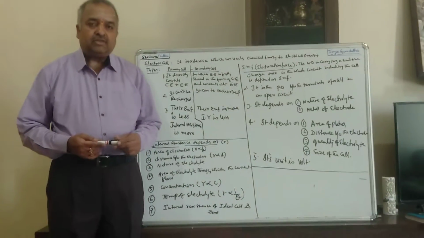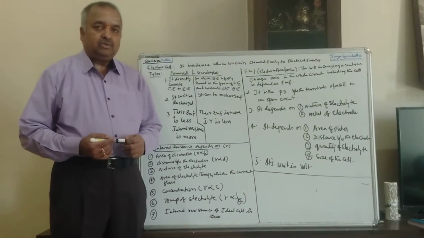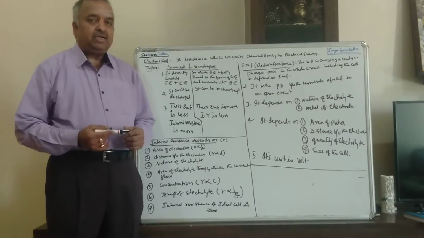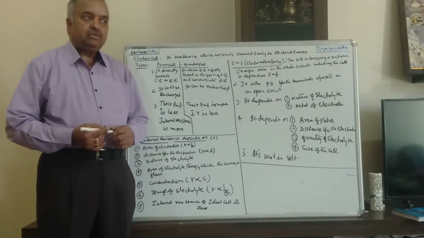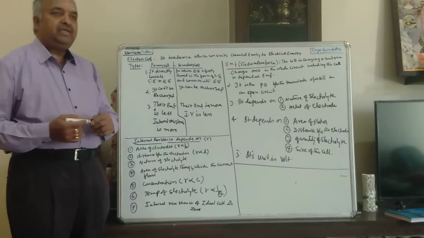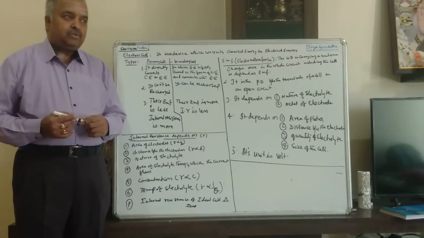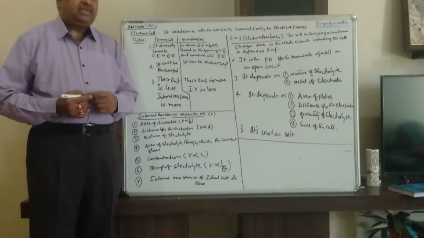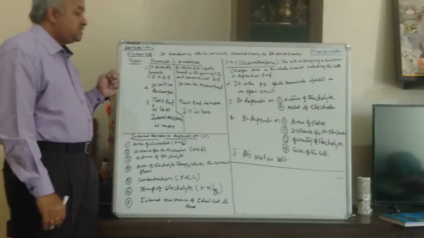In the last class, we discussed Ohm's law. What is the definition of Ohm's law and what is its equation? That is V is equal to IR, which everyone knows. What about R, resistance? Here, we are going to discuss a new topic, the cell.